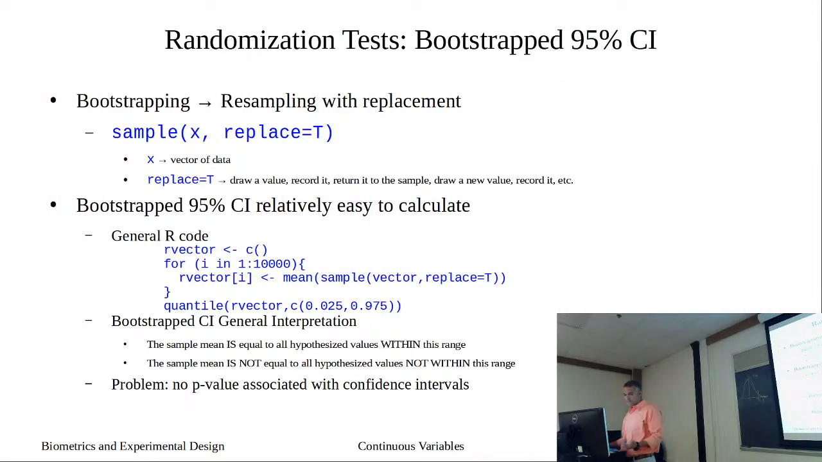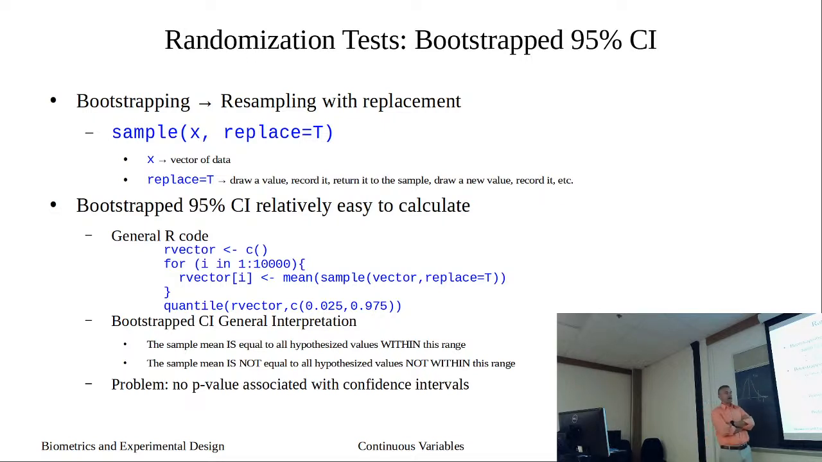All right, so we have our bootstrap confidence intervals. I have our interpretation. The sample mean is equal to all hypothesized values that are within our confidence interval, and the sample mean is not equal to any value that is not captured by our range. This works. When we do a t-test, this is going to give us the same answers. It's actually better than a t-test when we violate normality, because when we violate normality, we no longer follow that t-distribution.